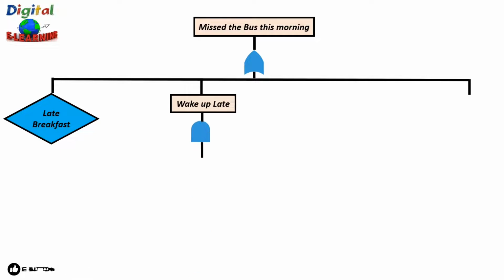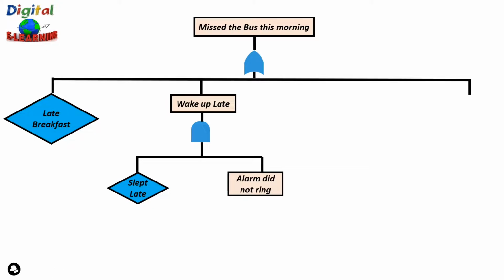Here I will apply an AND gate, and the two events that are leading to this wake up late are that I slept late and an alarm did not ring. So both these events have to occur simultaneously for wake up late to happen. And the alarm did not ring because this is a faulty alarm. I slept late, I will keep it as an undeveloped event.